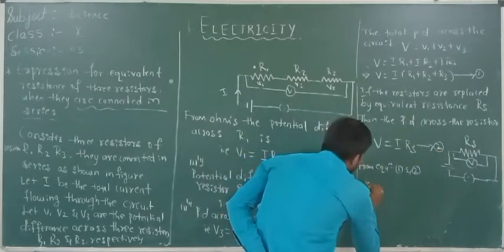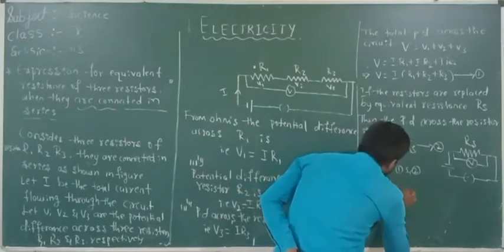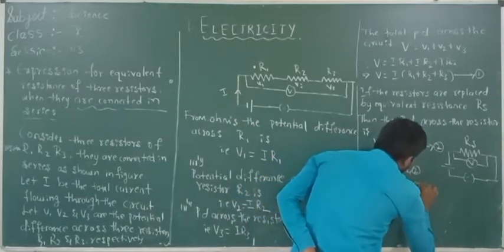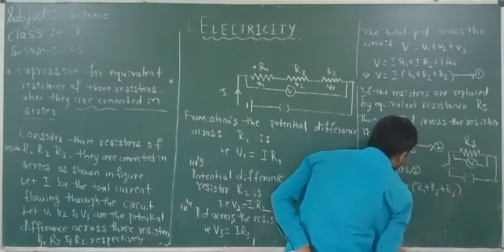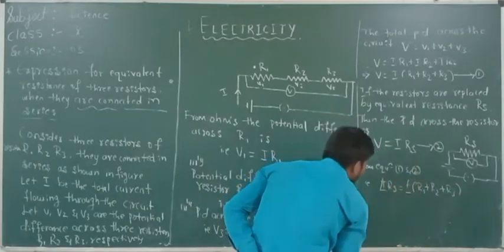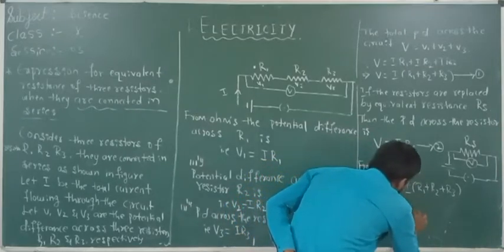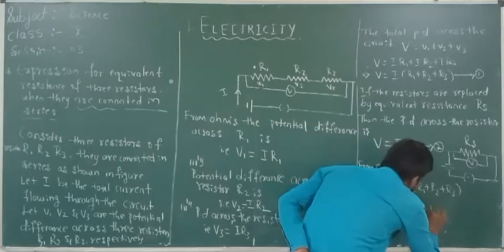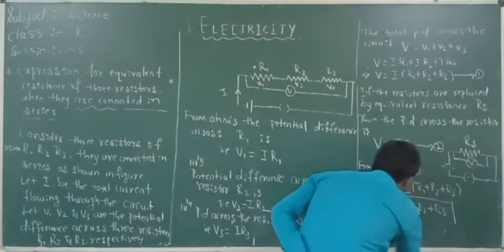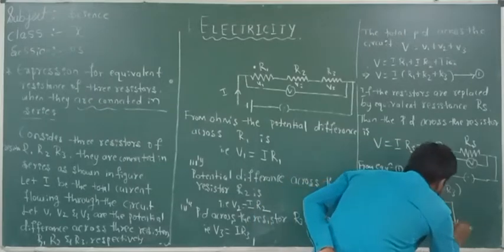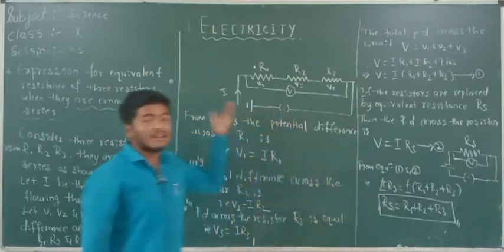That is, IRs is equal to I into R1 plus R2 plus R3. Here I is the common factor that will get cancelled. Rs is equal to R1 plus R2 plus R3. This is the required expression for the equivalent resistance of three resistors when they are connected in series.